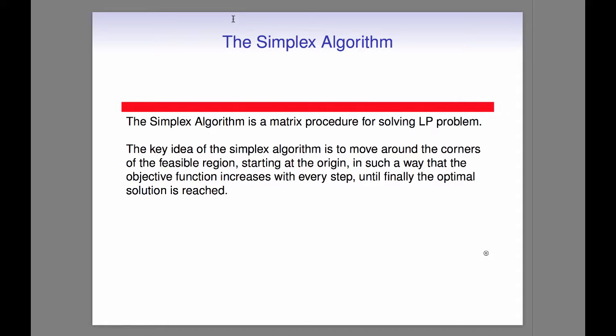The corner that you start with is the origin, provided the origin is indeed a corner of the feasible region, and that will be the case for the problems we'll consider this week. Next week we'll look at the case where the origin is not a corner.